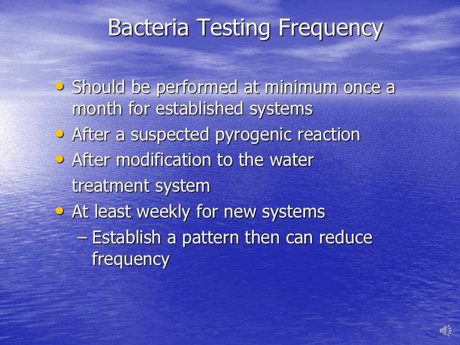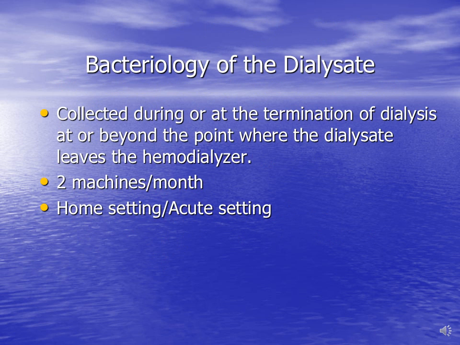Bacterial testing frequency should be performed at minimum once a month for an established system, after a suspected pyogenic reaction, after modification to the water treatment system, and at least weekly for a new system. And bacteriology of the dialysate is collected during or at the termination of dialysis, at or beyond the point where the dialysate leaves the hemodialyzer.